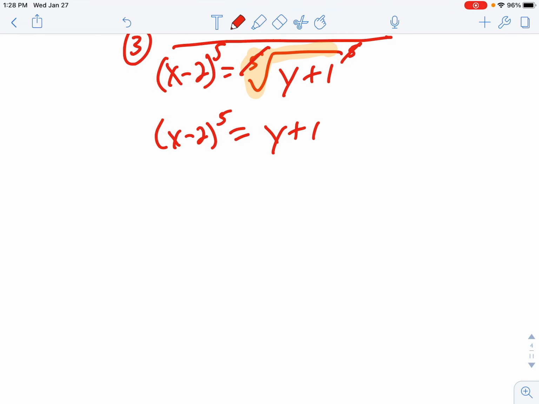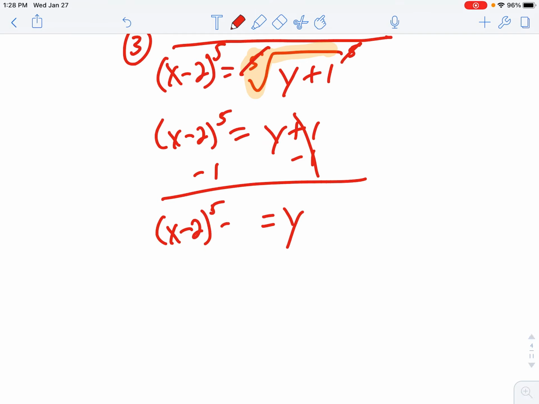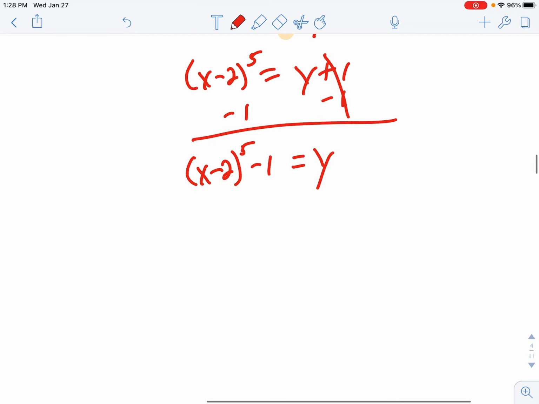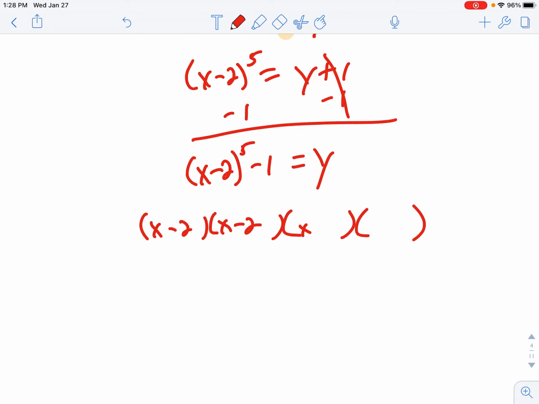Is y isolated? Not yet. I still have to minus 1 to cancel that out. x plus 2 to the 5th minus 1 is just x plus 2 to the 5th minus 1. Now, if you had a ton of spare time, you could do x minus 2, x minus 2, x minus 2, x minus 2, x minus 2, minus 1, and then start foiling all of this together.